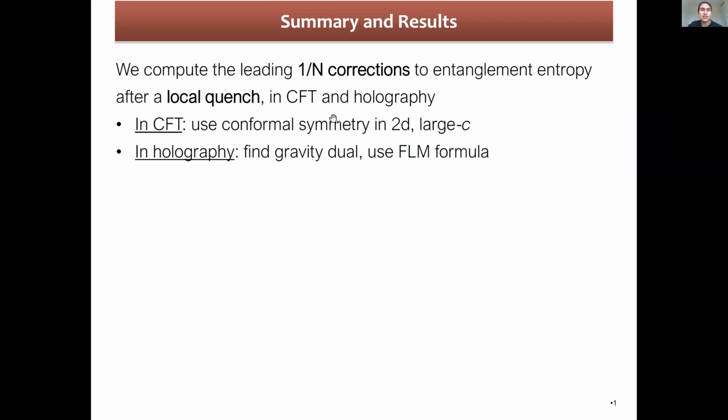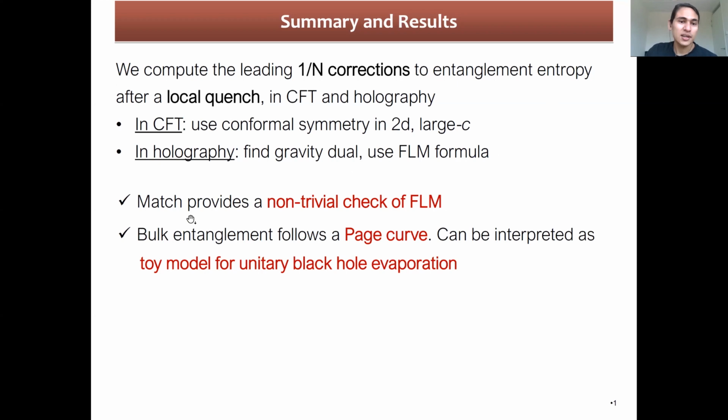So we computed, as the title said, the leading 1/n corrections to entanglement entropy after a local quench, both in CFT and in the holographic dual. In CFT, we use conformal symmetry in 2D and large c, large central charge techniques. In holography, we first find the gravity dual to such states, and then we use the FLM formula for computing entanglement entropy.